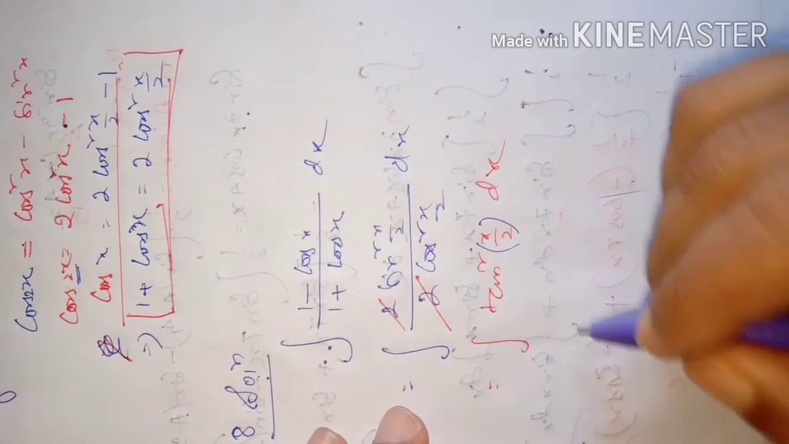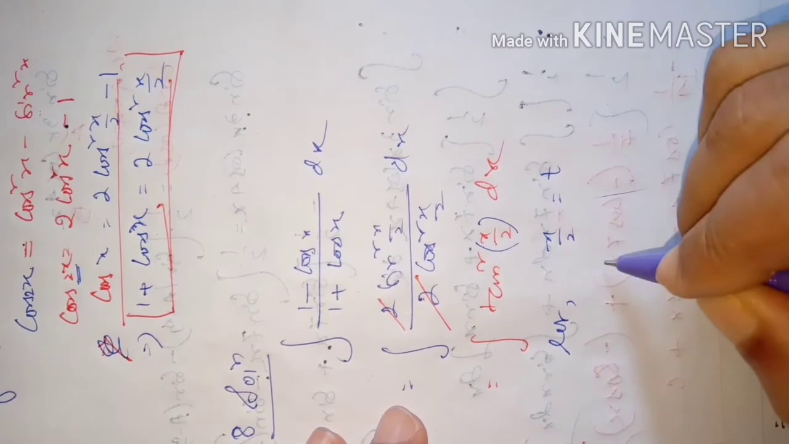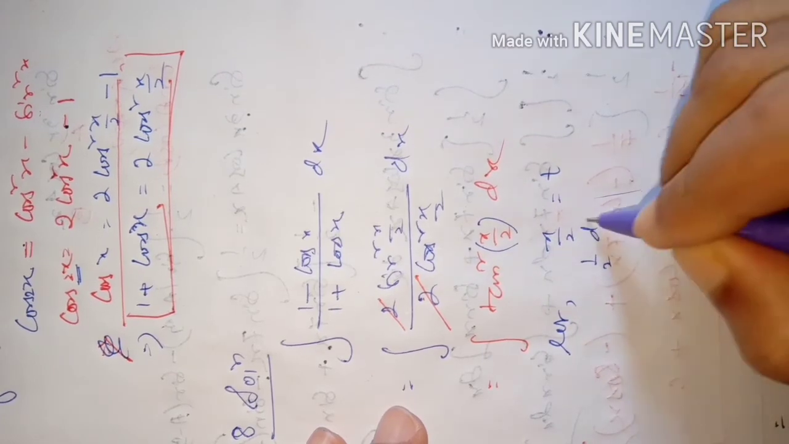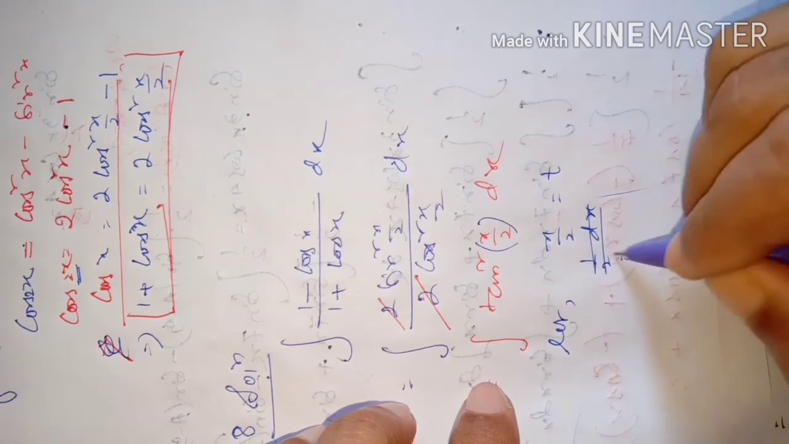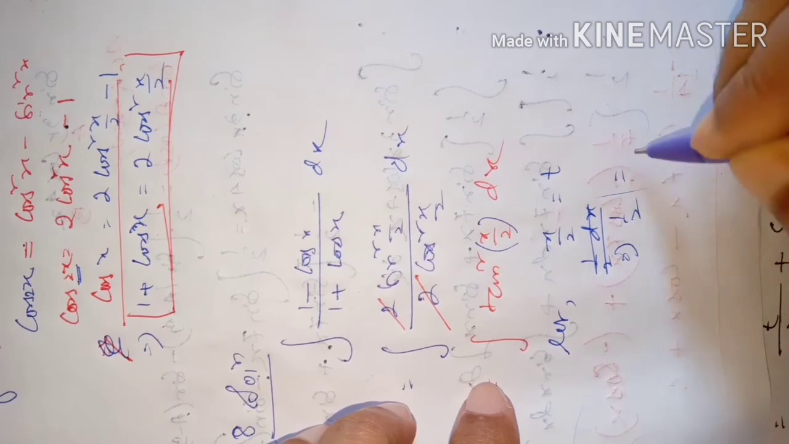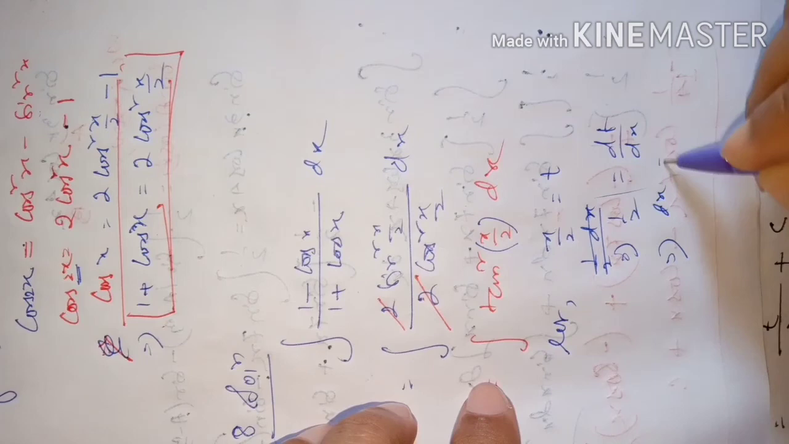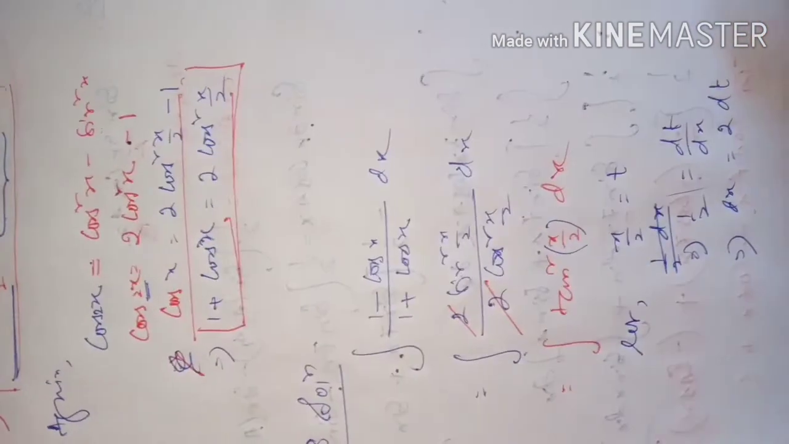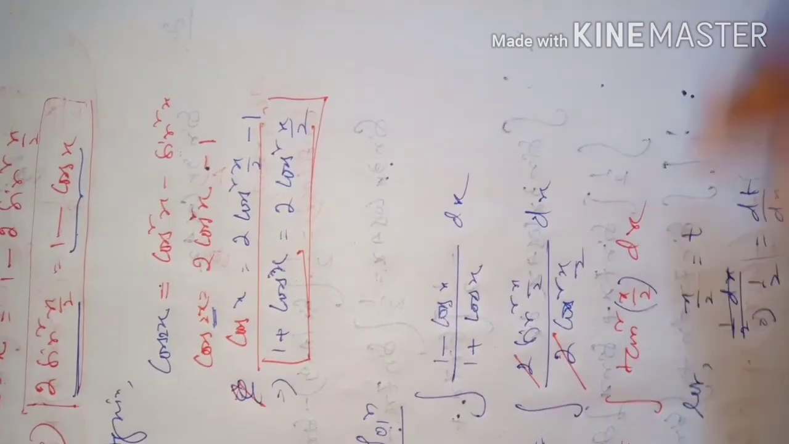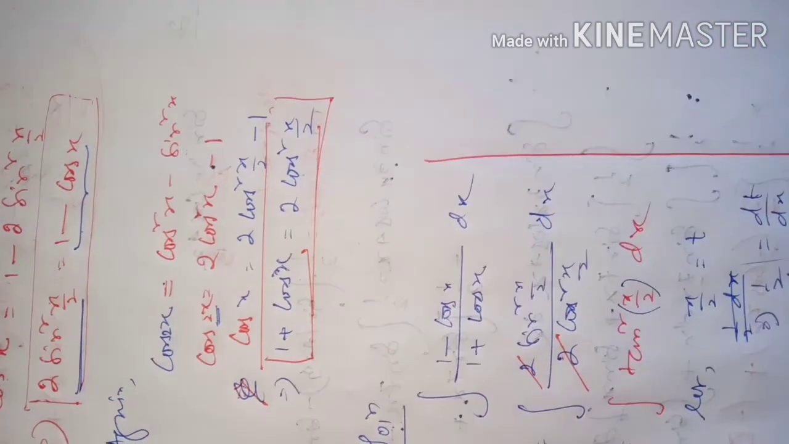Now dear students, we suppose this x by 2 as t, then taking the differentiation of this one, it will be half dx equal to dt, that is dx equal to twice dt. So when you change the variable, this dx will be changed into twice dt. So let us change the variable and do the integration this way.